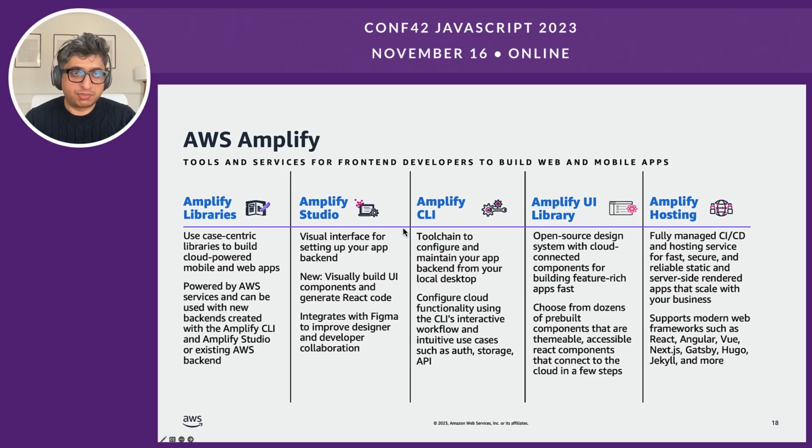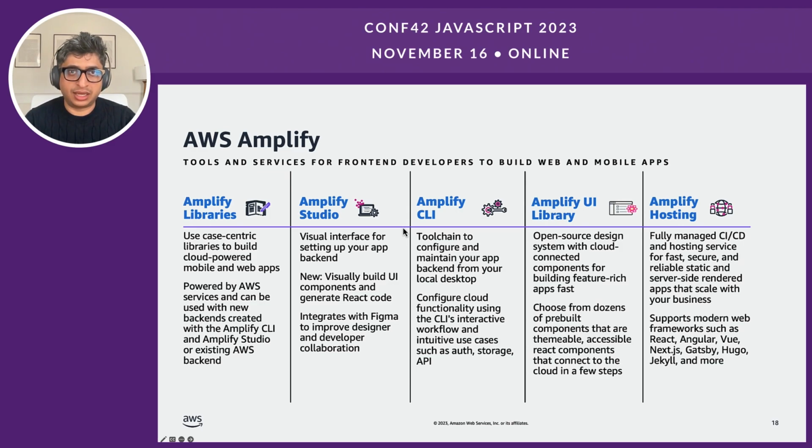Amplify Studio, which we just spoke about, is a visual interface. Think about it as a visual development environment for setting up your app backend, and you can easily connect Figma designs into your app backend. Now, Amplify CLI essentially does the same thing, but it's a CLI toolchain rather than a visual development environment. And then you've got the Amplify UI library, which is an open source design system composed of connected components, primitives, and other pre-built components that are actually themable.